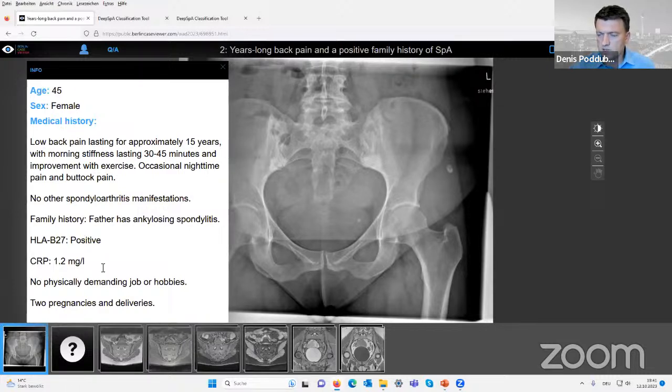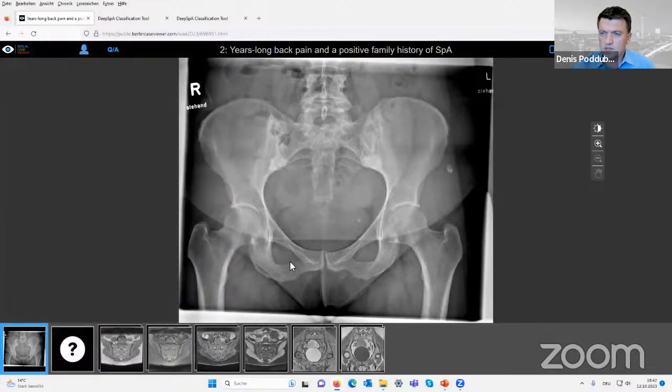HLA-B27 was positive, CRP was normal, no physically demanding job or hobbies, and she reported a history of 2 pregnancies and deliveries. So I think this case fits very well to today's topic and what Katharina already presented. Here you see inflammatory back pain that started before 45 years of age on the background of family history of B27 positivity. Not surprising that primary care physicians raised the question whether it could be axial spondyloarthritis, and we performed X-ray of sacroiliac joints.